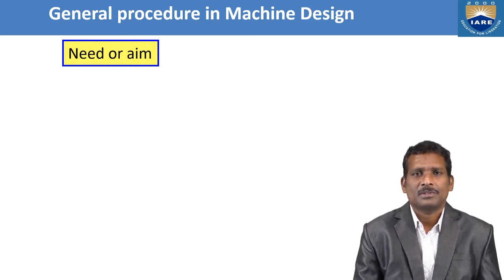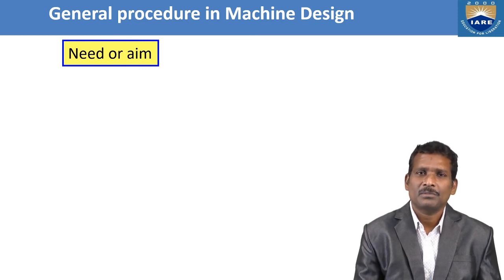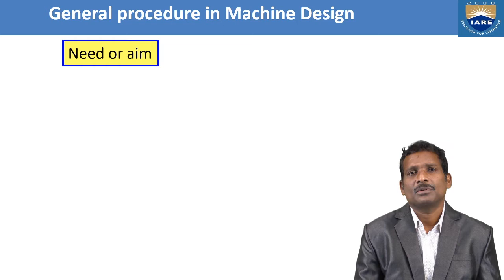That is why you first clearly define your problem. What is your problem? Suppose you want to design a scooter. What are the basic requirements? The fuel consumption, the power, the speed, the overall dimensions of the vehicle, the engine speed, the piston diameter. All these things are basic requirements. Before designing, you have to define your problem very clearly.